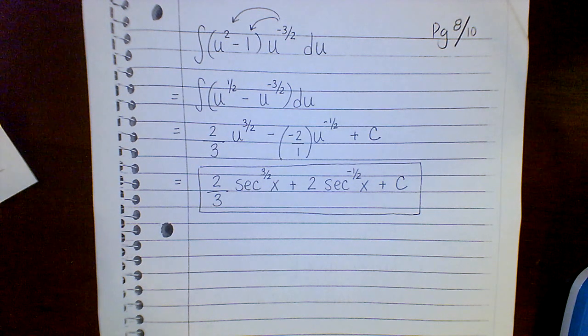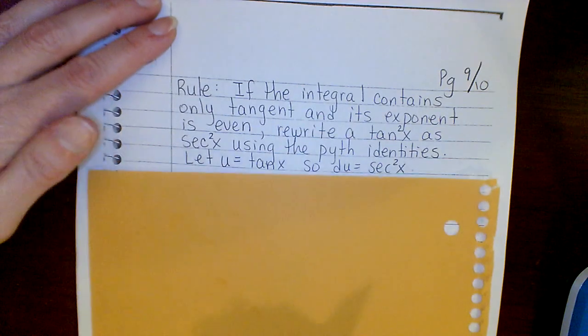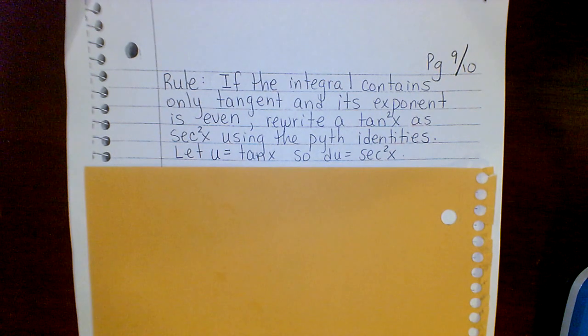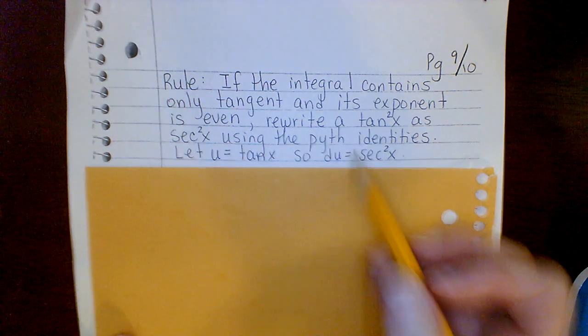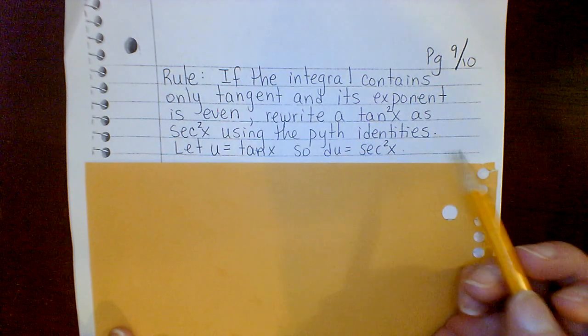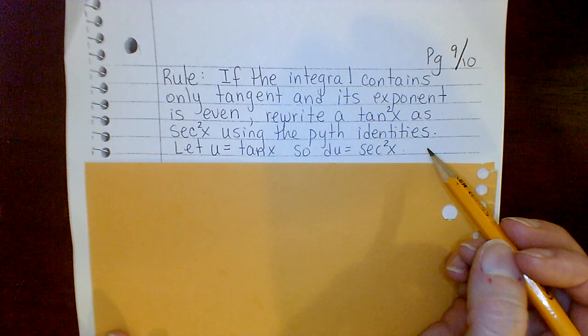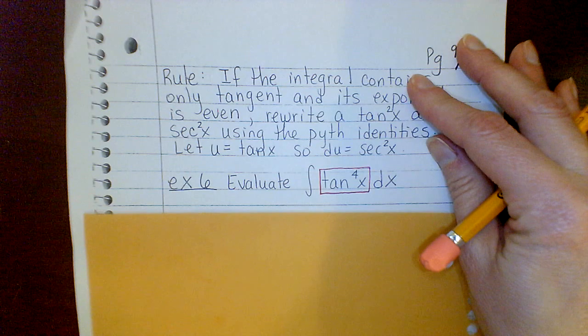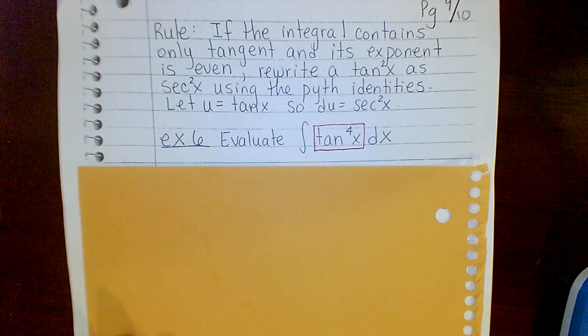Okay, let's look at the last case. The last case that we're going to look at is if the integral contains only tangent and its exponent is even. Now there's a whole bunch of different kinds of rules for these, but these are the primary ones that we're going to focus on. So if the integral contains only tangent and its exponent is even, we're going to rewrite a tangent squared as a secant squared using the Pythagorean identity, and then we're going to let u be tangent so that that derivative is secant squared. This one's a little more straightforward than the last example.